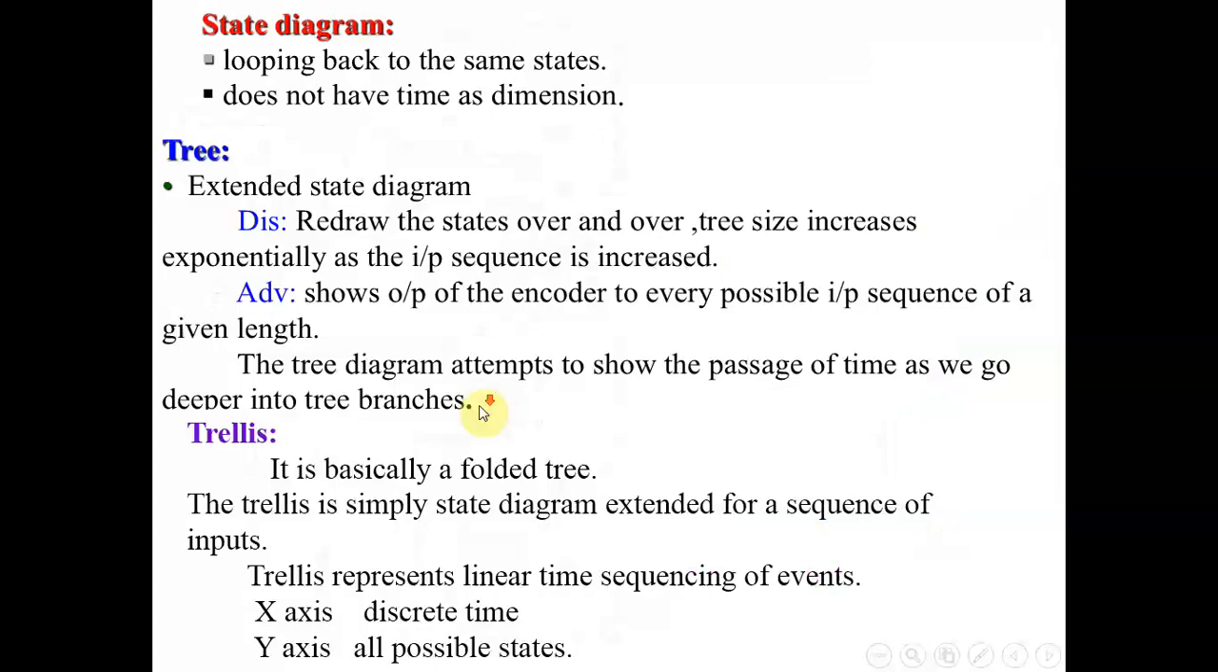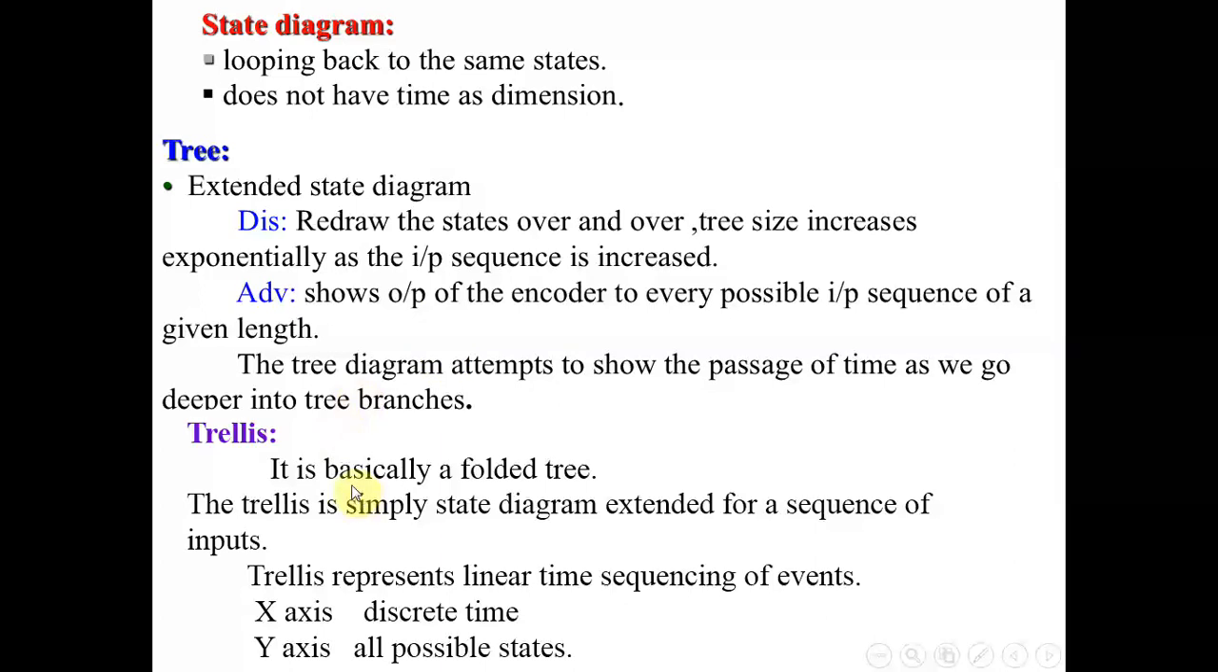So let's quickly compare the 3 representations. If I have a state diagram looping back to the same states, it's shown easily. It does not have time as a dimension. It is the most compact representation. Your tree is actually an extended state diagram. The disadvantage is we need to redraw the states. When we go with the state diagram, the biggest advantage is we don't have to redraw the states. Once there are 4 states, they are constant. But here I need to redraw. So definitely there is an expansion in the vertical as well as horizontal direction. But the advantage is the time notion is retained.